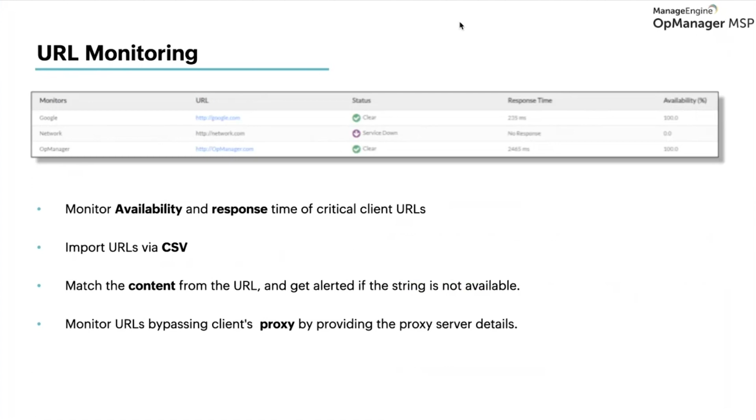And now let's talk about URL monitoring. So you can monitor the availability and response time of critical client URLs. You can import URLs via CSV. You can match the content from the URL and get alerted if the string is not available. You can also monitor URLs by passing a client's proxy by providing the proxy server details.